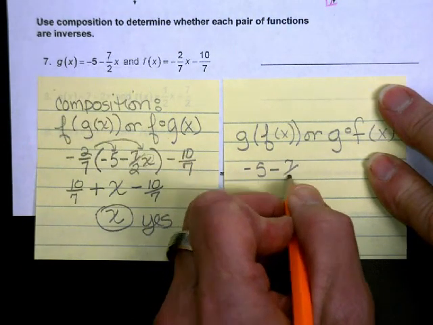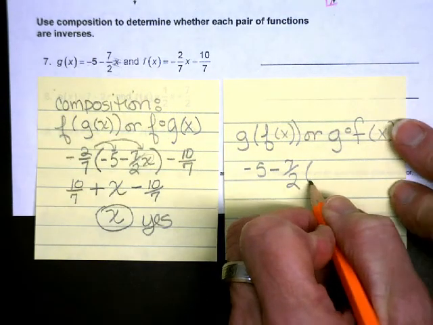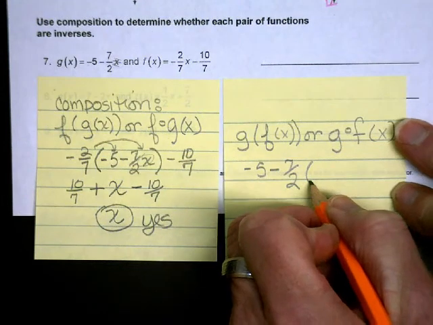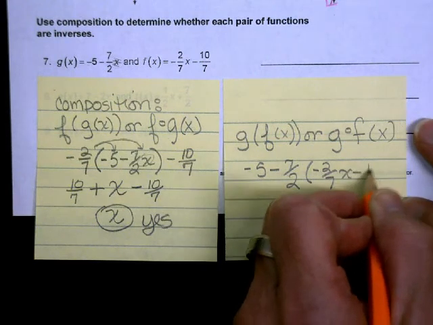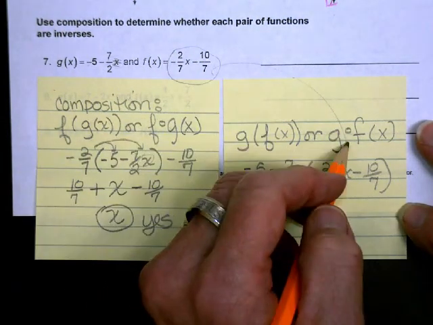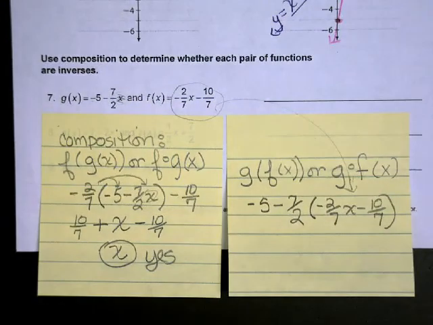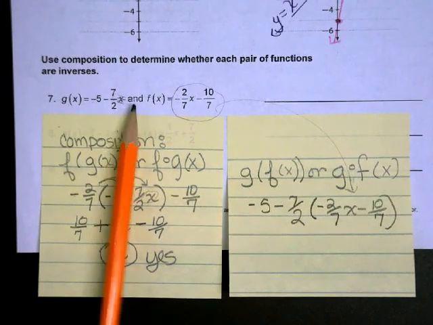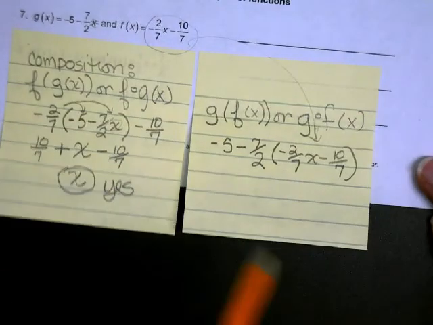Okay, so g got started to write -5 minus 7/2, but instead of the x, I write a nest or parenthesis or a basketball hoop, whatever you want to think of it as, and then I put my -2/7 x minus 10/7 inside. So this guy went in there, right? You see how it replaced the x with the expression.